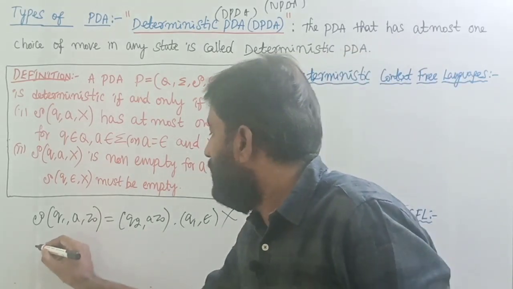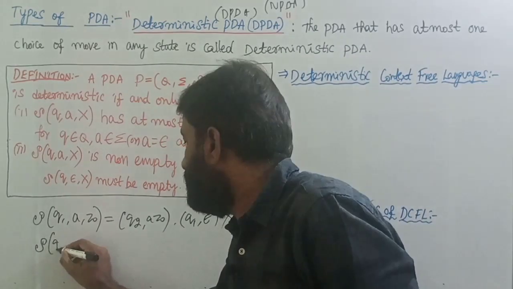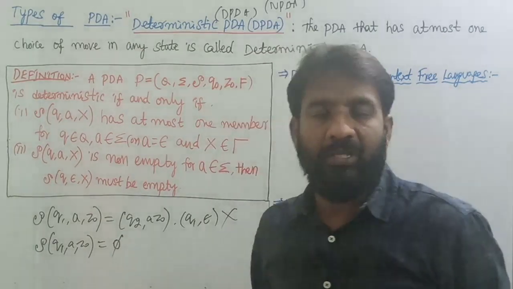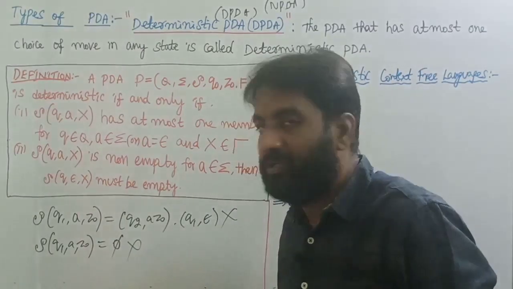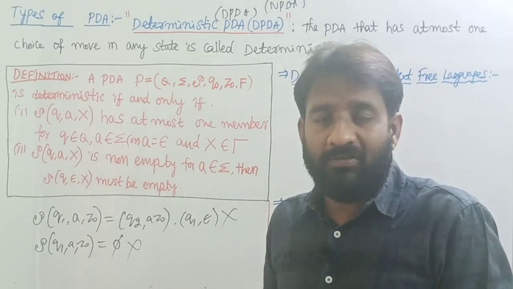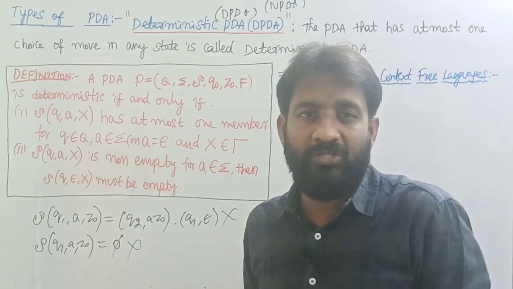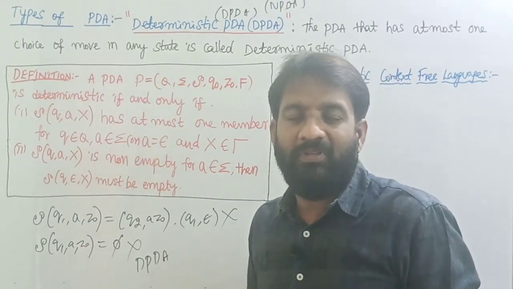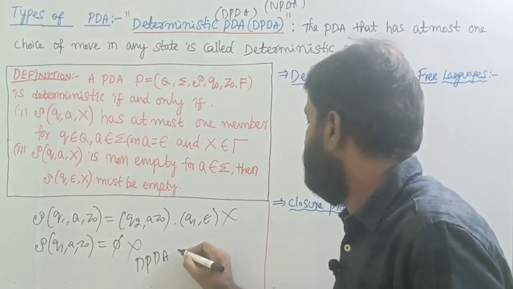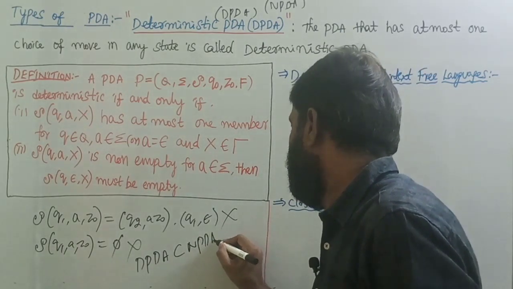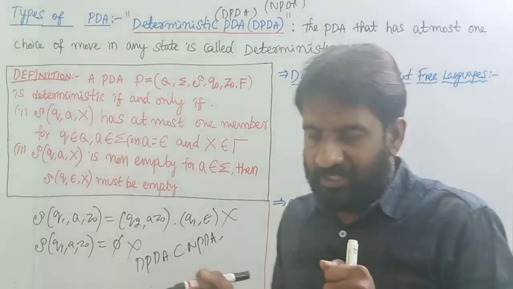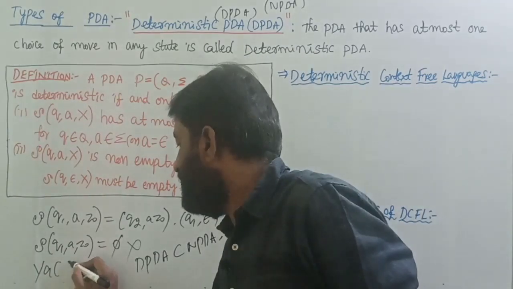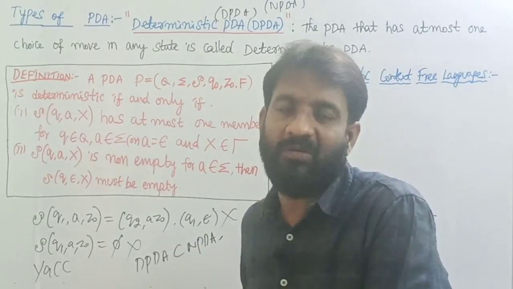At the same time, you are not allowed to write a transition of Q1 comma A comma Z naught equals empty, meaning that no transition. So these two cases are not allowed in the deterministic pushdown automata. If you compare deterministic pushdown automata with the non-deterministic pushdown automata, deterministic pushdown automata is less powerful than the non-deterministic pushdown automata. At the same time, deterministic pushdown automata are used in parsers like compilers, YACC. You know, YACC is Yet Another Compiler Compiler.